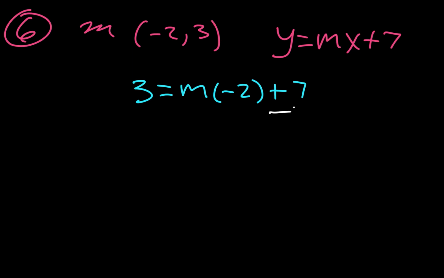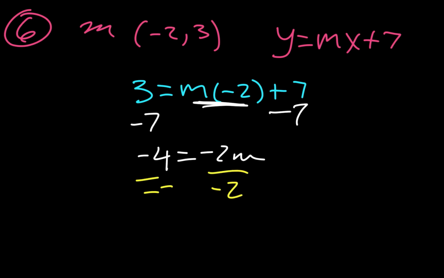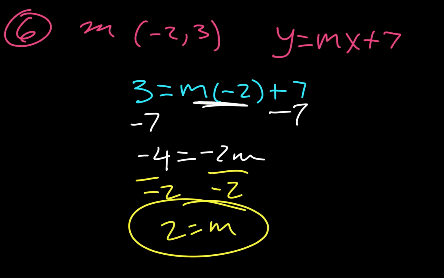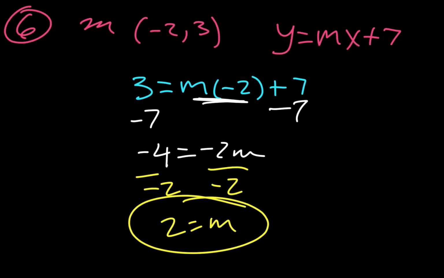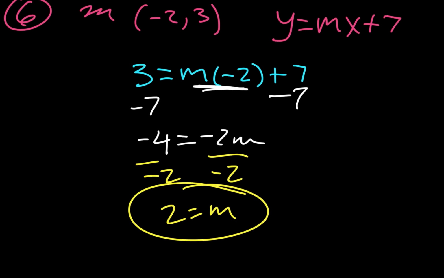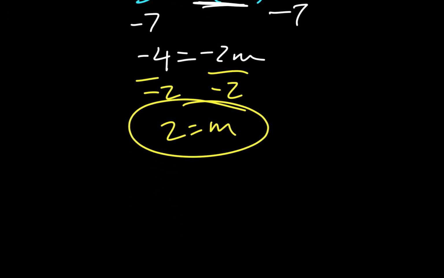So we're going to subtract 7. That gives us -4. We multiply these together, -2m. Then we divide by -2. And so -4 divided by -2 is 2. And so our slope, or our gradient, in that case, is going to be 2. Okay, there's another one similar to this. So this is part B on number 6.